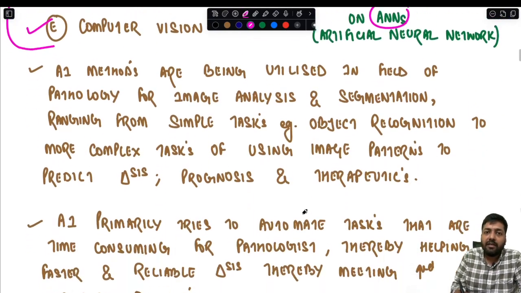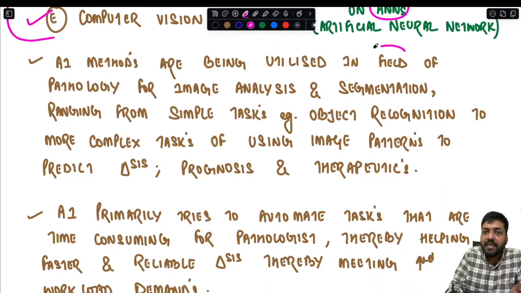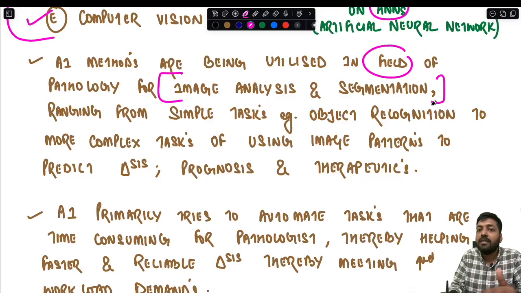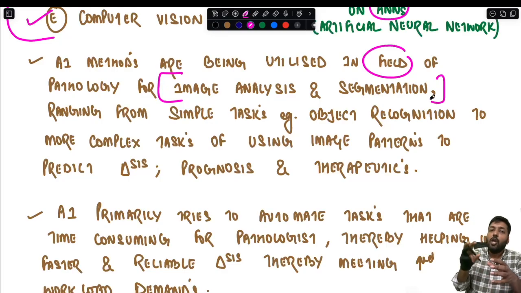So AI methods are being utilized in the field of pathology for image analysis and image segmentation. Now, what is the meaning of image segmentation? Segmentation just means, for example, you are concentrating on that part of the image which is of interest, for example, the tumor area in a particular H&E slide. That is what image segmentation means.